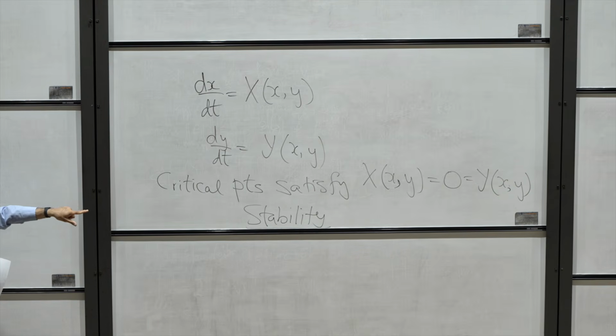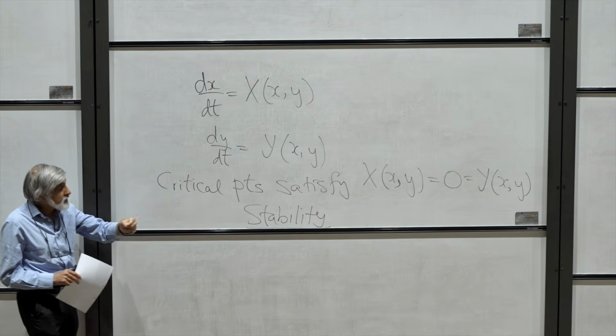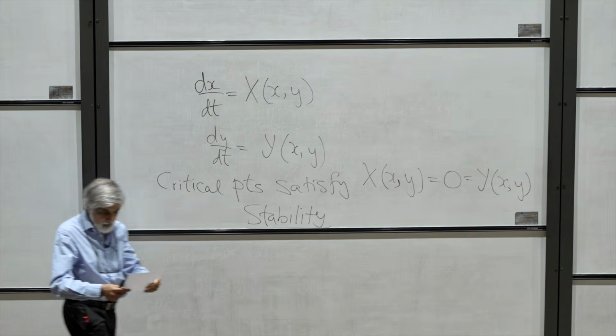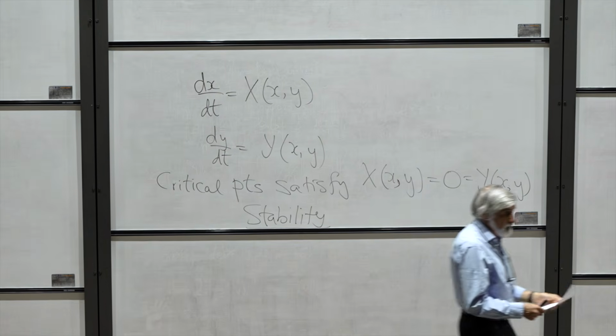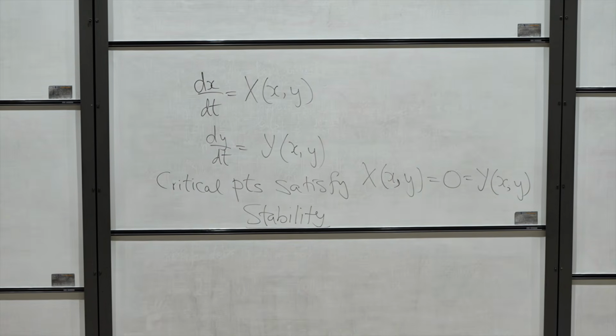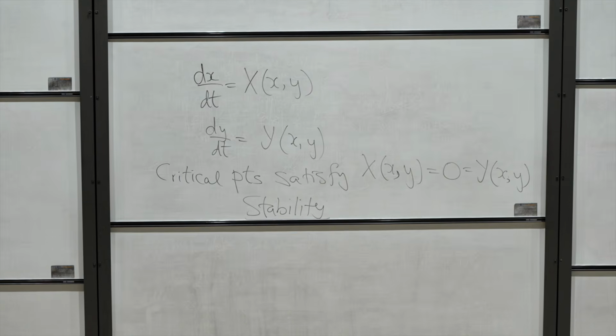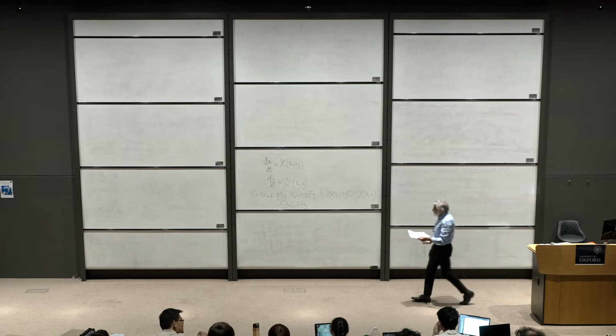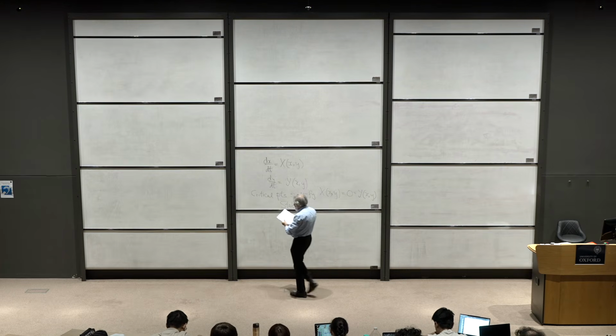And then we talked about stability, and roughly speaking what stability meant was that if we perturb slightly from the critical point, do we stay close to it or do we go away from it? It's basically what that definition we wrote down meant. Okay, so what we will do today to begin with is let's see how we go about doing the linear stability.